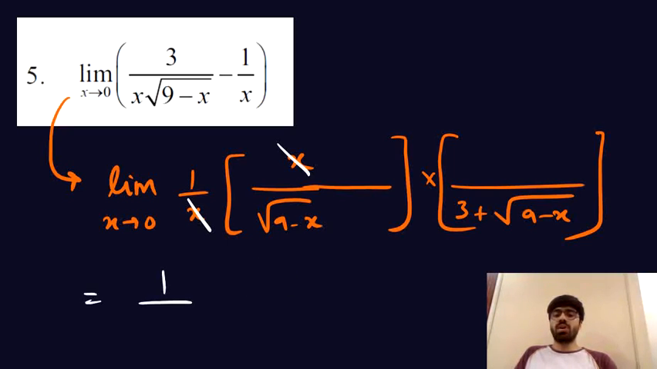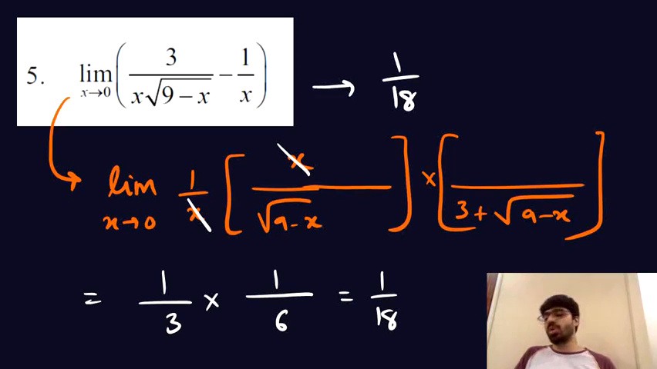So this will be 1 upon root over 9 minus 0, that is root 9, which will be equal to 3, into 1 upon 9 minus 0 is 9, root 9 will be 3, 3 plus 3 will be equal to 6. So the final answer is 1 upon 18. That is the value of this expression will be 1 upon 18.